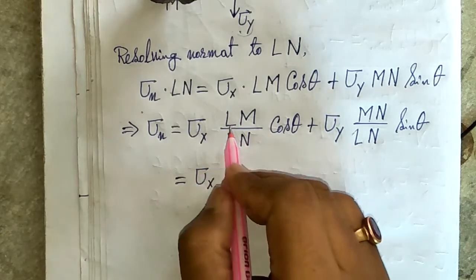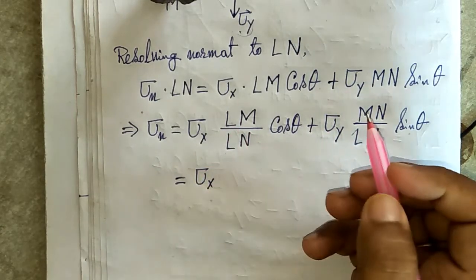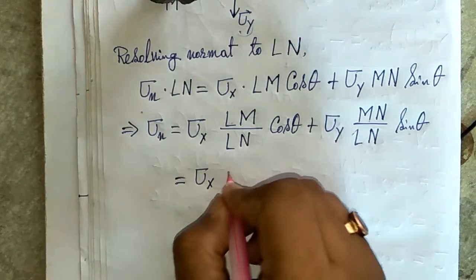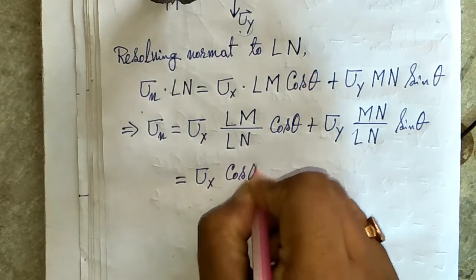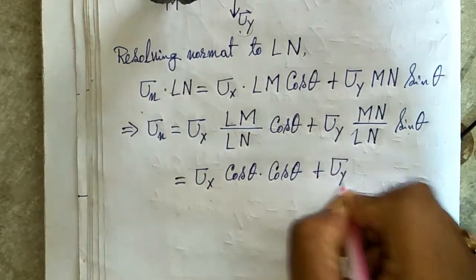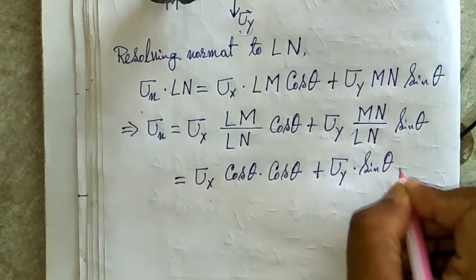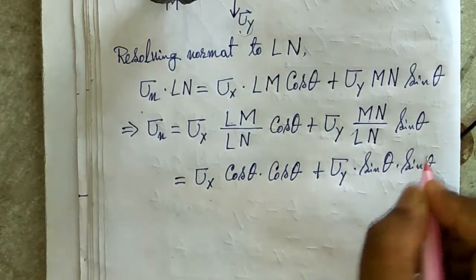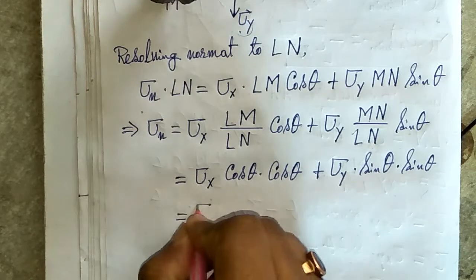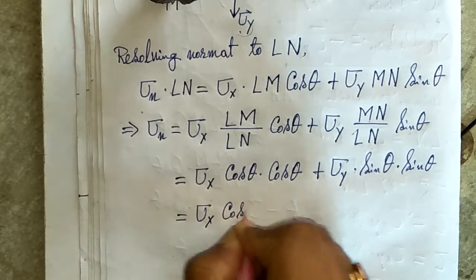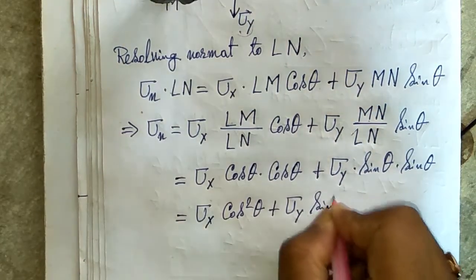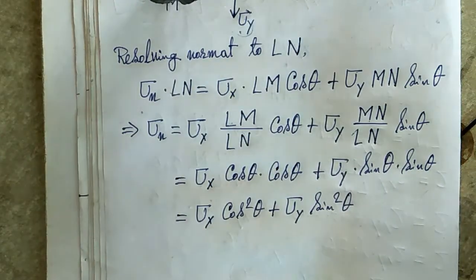From the geometry, Lm by Ln is cos theta and Mn by Ln is sin theta. So we can simply write sigma n equals sigma x cos theta into this cos theta, plus sigma y into sin theta into this sin theta. That is equal to sigma x cos square theta plus sigma y sin square theta.